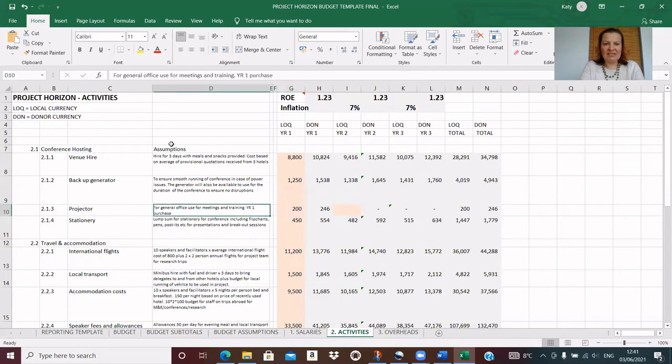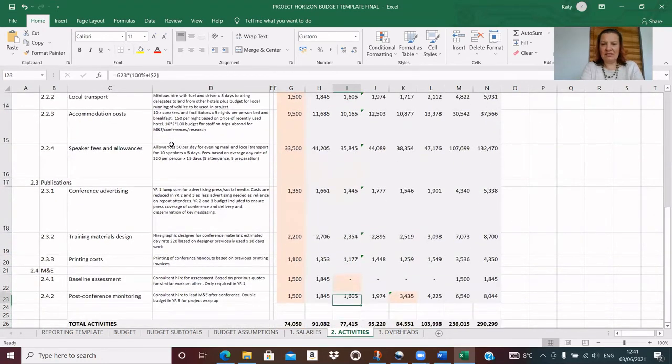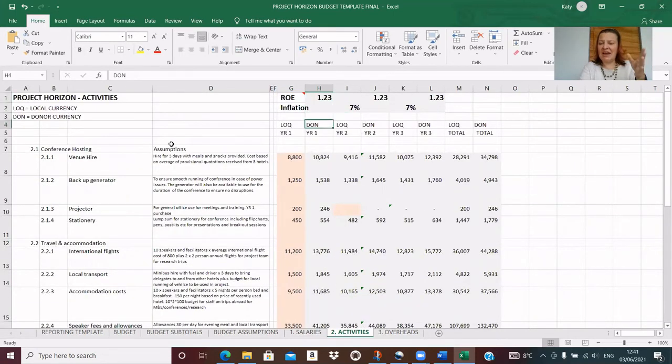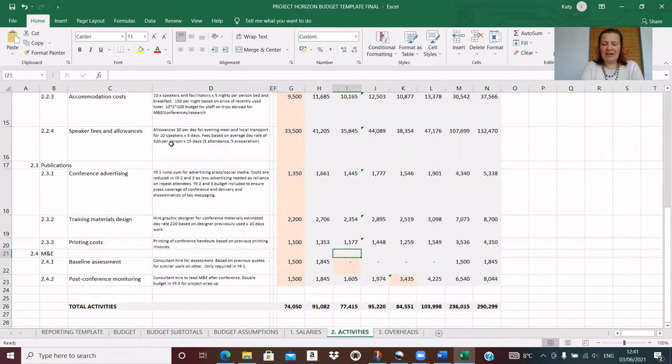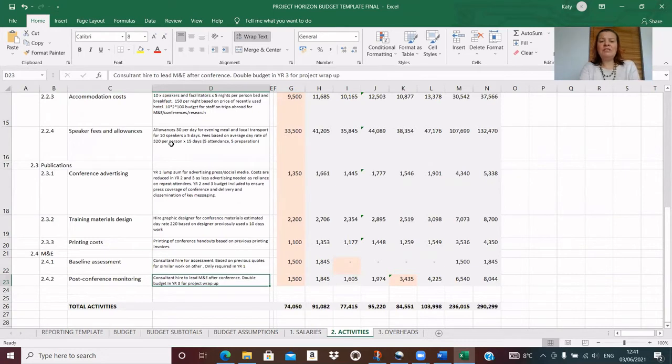Here on projector, well, I can see that that was a year 1 asset purchase. Hence, I've made sure that it's eliminated from future years. And then for all of my other costs, I have used the same principle as before, applying an inflation rate and a rate of exchange to extrapolate up to year 3 of my project. And finally, for these ones here, baseline assessment, well, that's a year 1 activity only. And my post-conference monitoring, I've added a note to say that I'm putting in double the budget in year 3 for an entire project wrap-up.